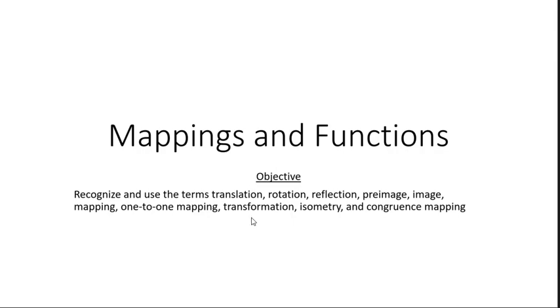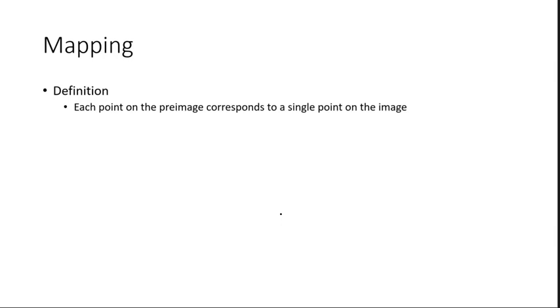as well. So to begin, we want to discuss the term mapping. All right, so what is a mapping? Well, mapping is when you can take each point on a pre-image and it corresponds to a single point on an image. So a pre-image is like the original object or the original image. So let's say here we have a triangle and this is like point A, B, and C. This would be like your pre-image.